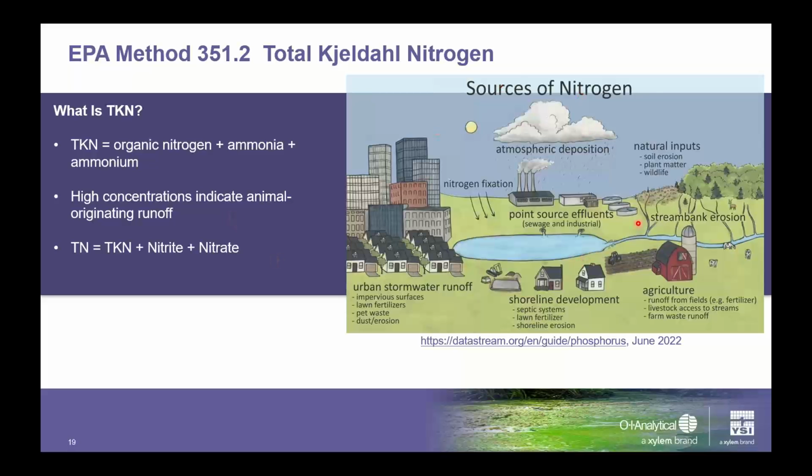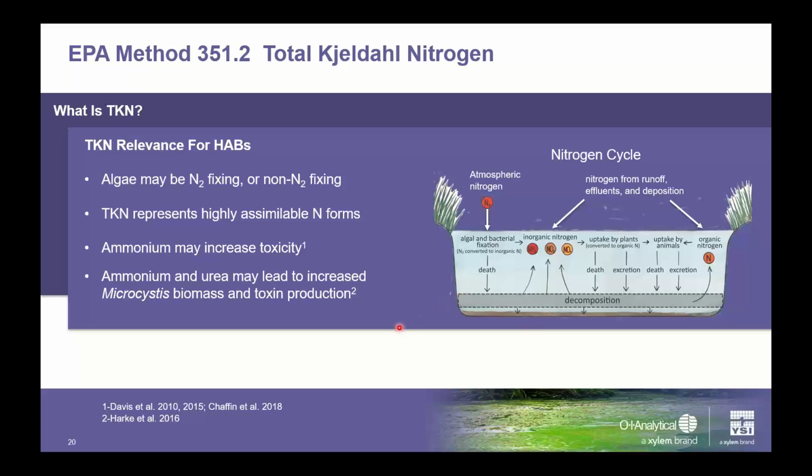So in a water body, you can get nitrogen through a number of these sources and in a number of chemical forms, but total Kjeldahl nitrogen is really helping us understand the sources that originate from animals. So it's a good indicator of runoff, wastewater runoff. For harmful algal blooms, I will remind folks that algae can sometimes fix atmospheric nitrogen, or sometimes they're using nitrogen that's already in the water in the form of ammonia, nitrate, nitrite.